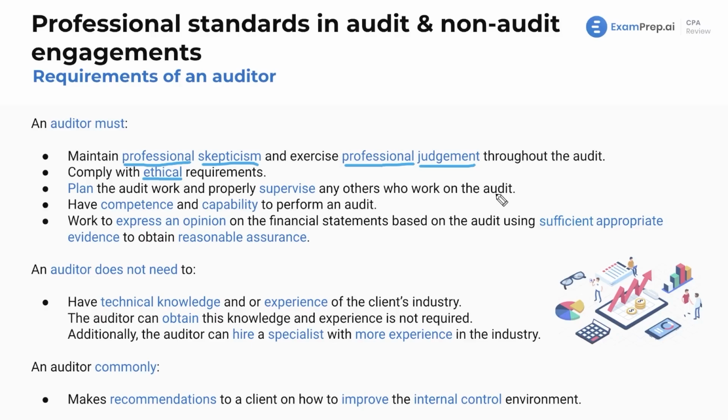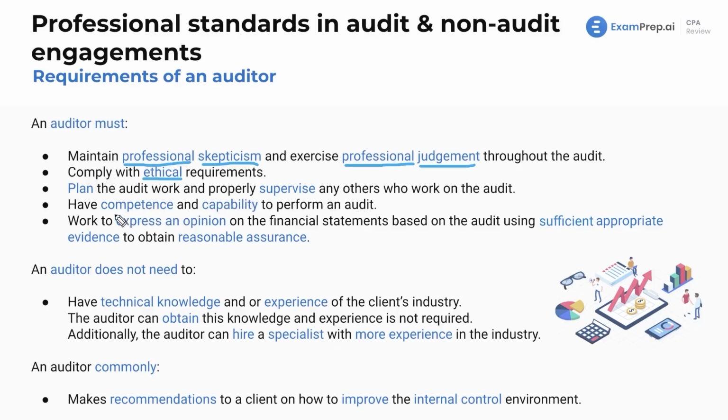In general, when we're talking about the auditor, for the purposes of the exam, you're the auditor, you're the CPA, and you could have others working for you. You could have new hired staff accountants, and they may not be CPAs. You might have just other consultants working for you. So you need to supervise the work of anyone else who's assisting you. You need to have competence and capability to perform an audit.